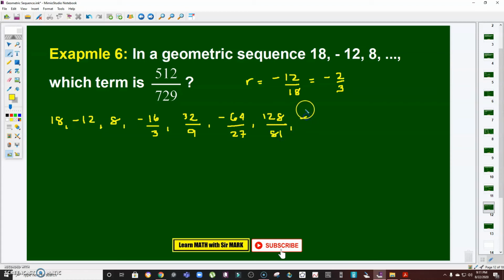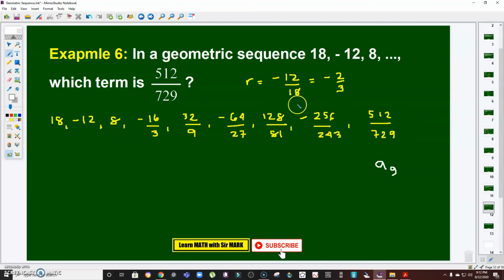Then, alternate, negative. 128 times 2, that will be 256. Then, this one will become 243. Times 2, negative that one. So, positive, that's it. 512. Of course, 729. So, 243 times 3, that's 729. There you go. As for the question, which term? Let's count. 1, 2, 3, 4, 5, 6, 7, 8, 9. So, therefore, this one is the 9th term. This is the 9th term.